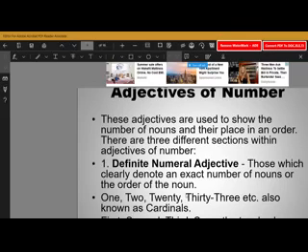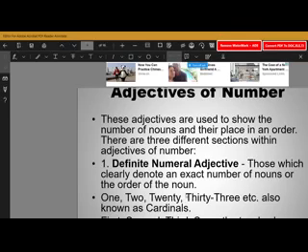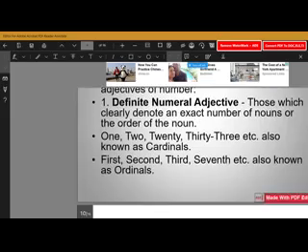First, second, third, seventh, etc. First boy, third row, seventh row, second row. These are also known as ordinals. And when you say 1, 2, 3, 4, these are called cardinal numbers. And first, second, third, fifth, 25th, 31st, these are called ordinal numbers.